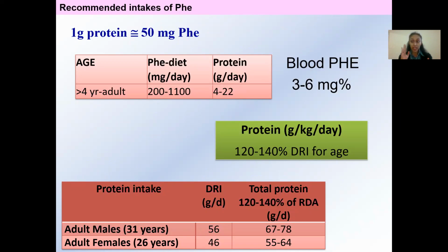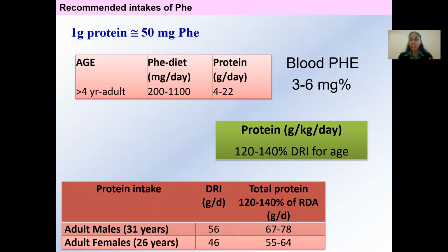But if you had a PKU patient who was the same, male, 31 years, this PKU patient would be having 120 to 140% more than the suggested DRI. That is 120 to 140% more than 56 grams of protein, so the PKU patient of the same gender and age would be having around 67 to 78 grams of protein per day. Now, students, isn't it an irony?